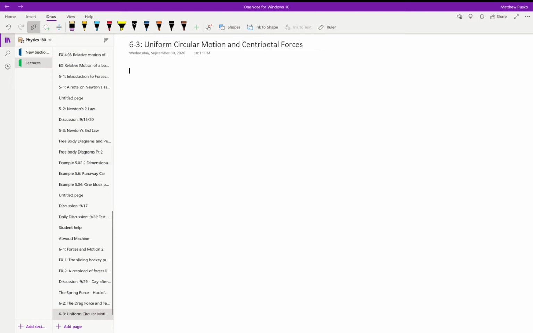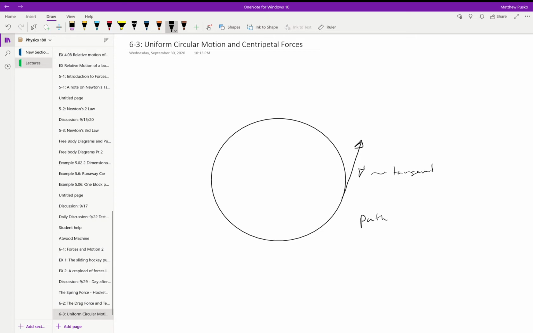Let's talk a little bit more about uniform circular motion. So what we've learned so far is that if we had a circular path, and this is our path, if we know the speed, in this case we can draw the velocity, and the velocity is tangent to the path always.